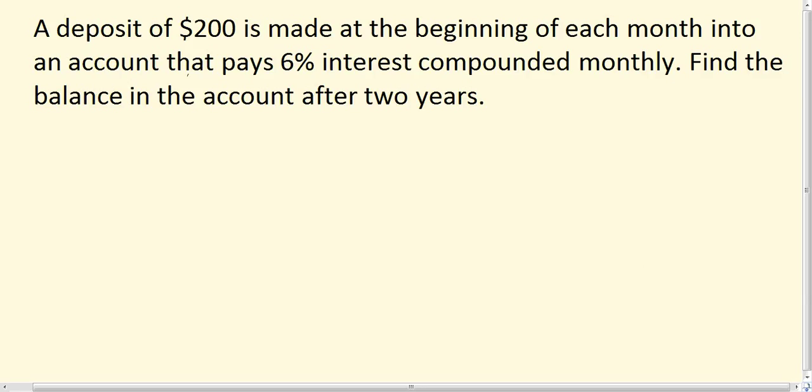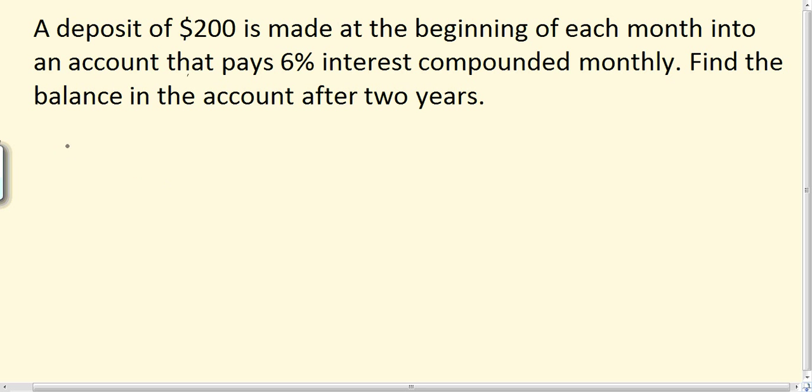All right, let's take a look at an annuity problem. So what we have here is a deposit of $200 being made at the beginning of each month into an account that pays 6% interest compounded monthly. And what we want to do is find the balance of the account after 2 years, okay?